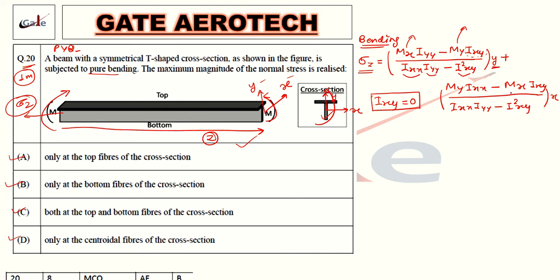So can I make it 0? Can I do this? Yes, we can do this, because your T section is a single symmetric cross section. Whether it is single symmetry or double, Ixy will be 0 in that case. Now both of these terms are gone, so can I write this now?